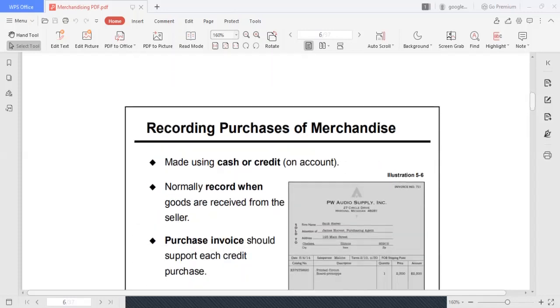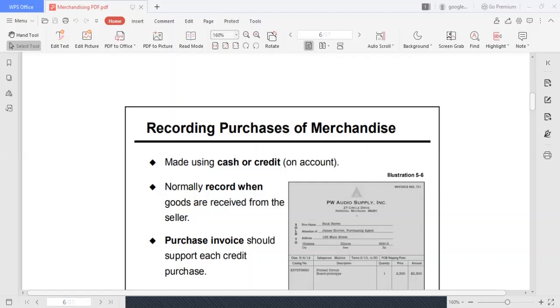In terms of a merchandising company, dalawa yung common na transactions involved. Una dito is the purchases at ang pangalawa ay yung sales. So let us discuss the recording of purchases of merchandise considering that we are using the perpetual inventory system. Kapag bumibili tayo ng products, it can be made using cash or credit. Ibig sabihin, pwede tayong bumili ng magbabayad tayo agad or pwede tayong bumili pero utangin muna natin.